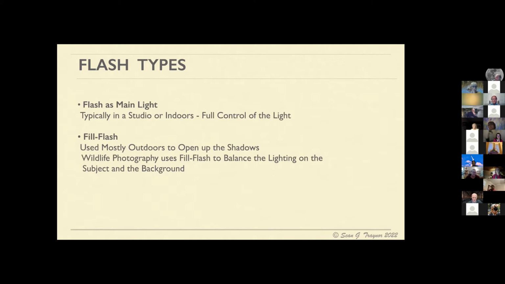Largely, there are two types of flash, one which is called flash as main light, and the other is fill flash. Flash as main light is typically used in studios, but can be done outdoors, and that's where you have full control of the light. On the other hand, fill flash is mostly used outdoors, and it's to open up the shadows. In wildlife photography, we use fill flash to balance the lighting between the subject and the background.